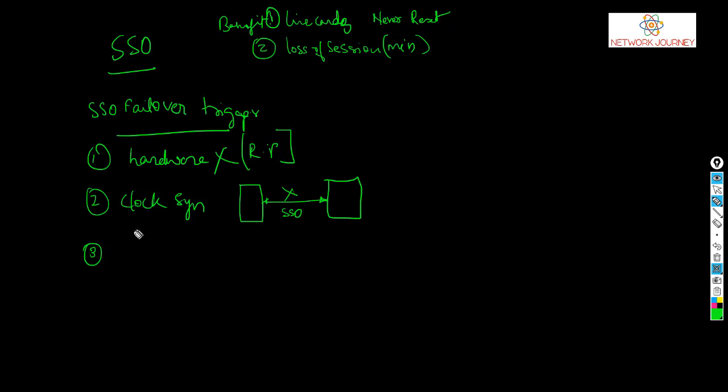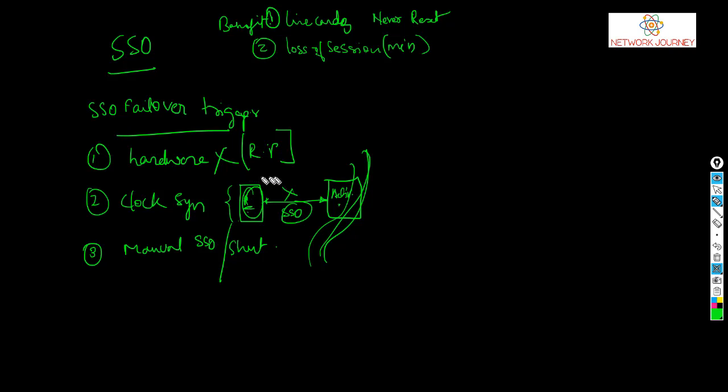The third option is whenever I need to do a manual SSO, or maybe a shutdown. Let's say there was some patch upgrade on my primary box. So I will perform a manual SSO so that I make the secondary active. All the traffic gets taken up here and then I can quickly reboot, shut down or upgrade, and then I can do the SSO once again, bring this up and put this as backup, right? So these are some triggering points.